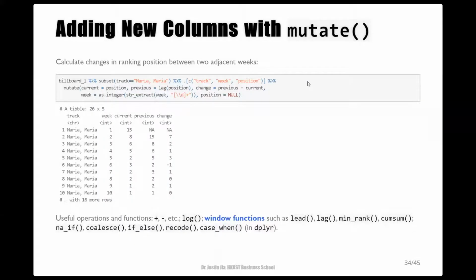Next, suppose for each song, we are going to calculate its weekly changes in ranking position and create new variables accordingly. To achieve this goal, we need the verb mutate.